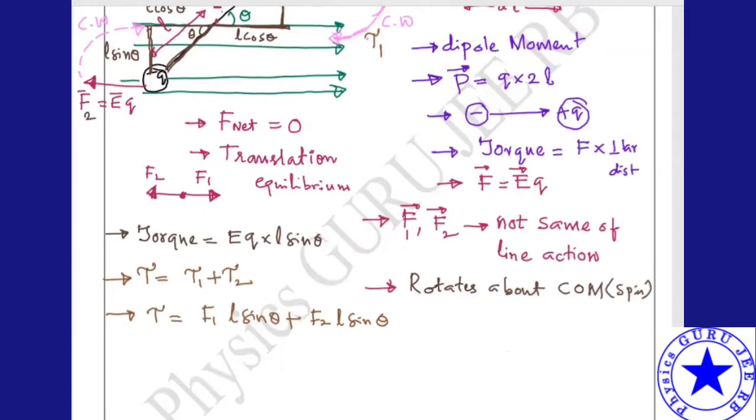Now F1 and F2 are both equal. Now tau is equal to EQ into L sine theta plus EQ into L sine theta. So how much am I getting? Can you tell me what you'll be able to get? 2EQ, right? So 2EQL sine theta. Hope till this point it is clear to all of you, right?